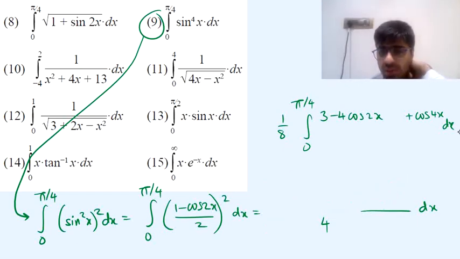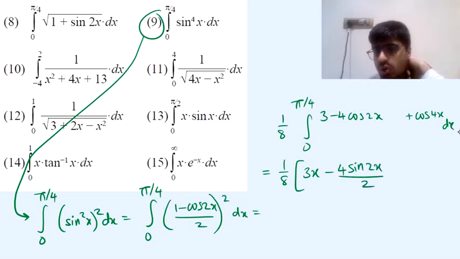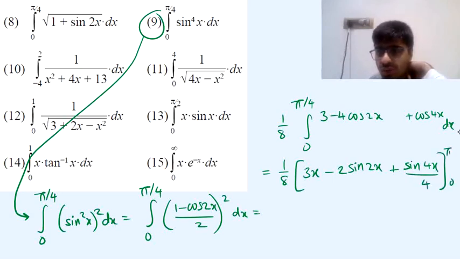I'll rub out that step and I'll continue it below this. Okay, so this will be 1 upon 8, and integration of 3 makes it 3x minus 4 sine 2x divided by 2. So 2 cancels off 4 and makes it 2. Then you have plus cos 4x, the integration of it will be sine 4x divided by 4. And this goes from 0 to pi by 4.